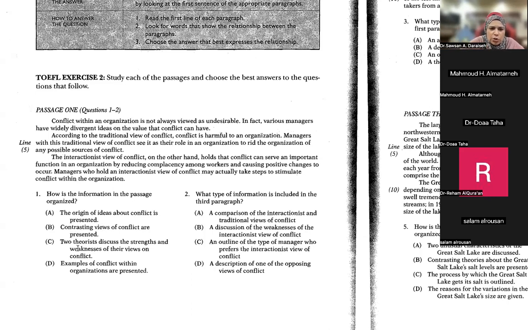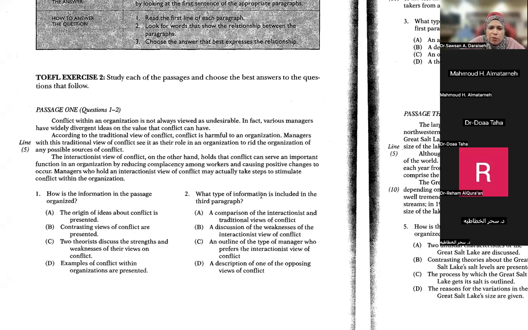Let's take a look here. Two theorists discuss the strength of their views. Are there theorists? No. Is anybody talking about the strengths of his views, and then somebody talking about the weaknesses? No, we're not talking about that. Examples of conflict. Are we giving examples? No. So the answer is contrasting, B. Good job. Yeah, it's B.